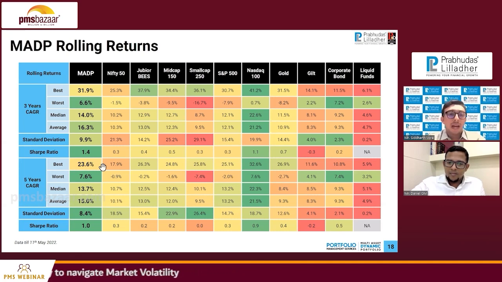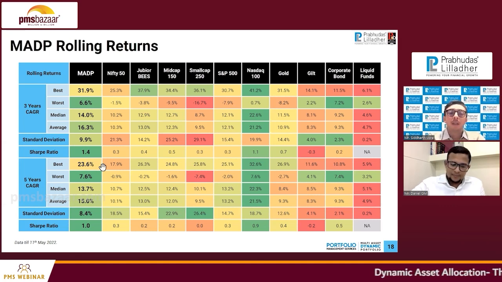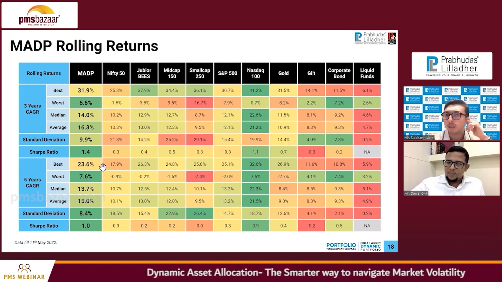So the best 5-year CAGR for a strategy like MADP has been 23.6% net of expenses, fees, impact cost, everything. The worst 5-year CAGR has been 7.6%. The median has been 13.7% and the average has been in the range of 15%. The standard deviation is at 8.4%, which is significantly lower, almost half of most of the risk-on asset classes that we see.